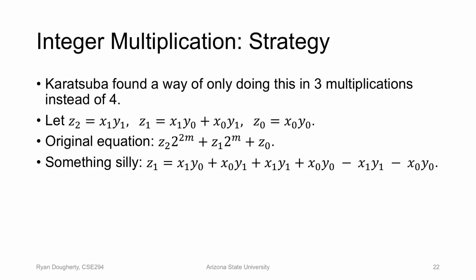But here's something silly. So let's just look at z1 again. Well, the first 2 parts of z1 are the same as what I defined it to be. But now I'm just going to add x1, y1, x0, y0, then subtract them again, right? That's silly, right? Because x1, y1 minus x1, y1 is 0, and the other one's 0. So this really does nothing to the difference here. So why do you think I did this?